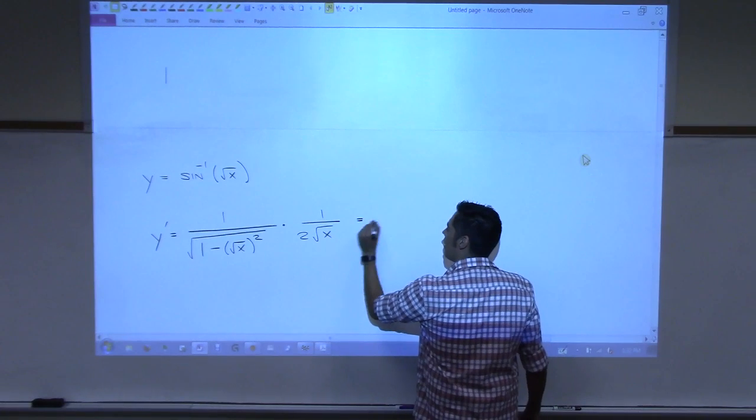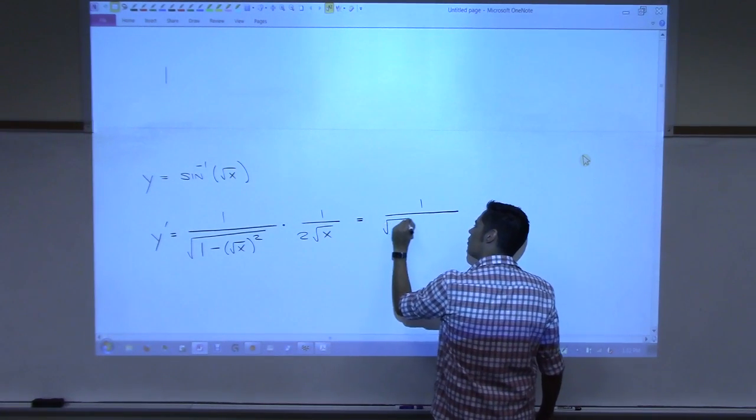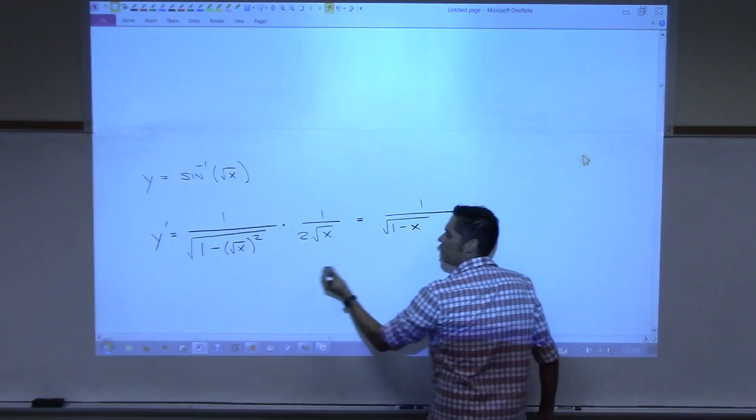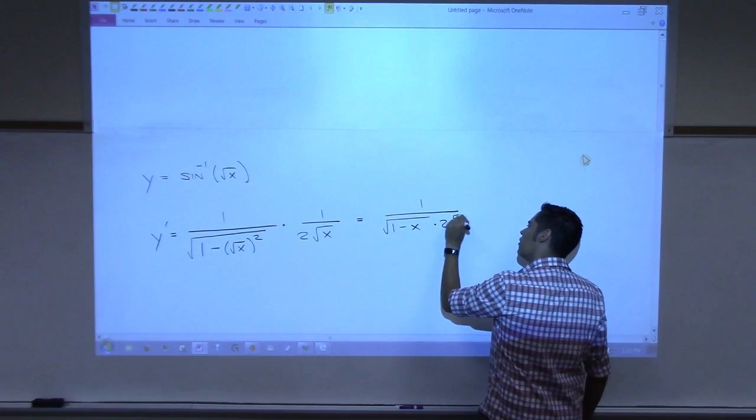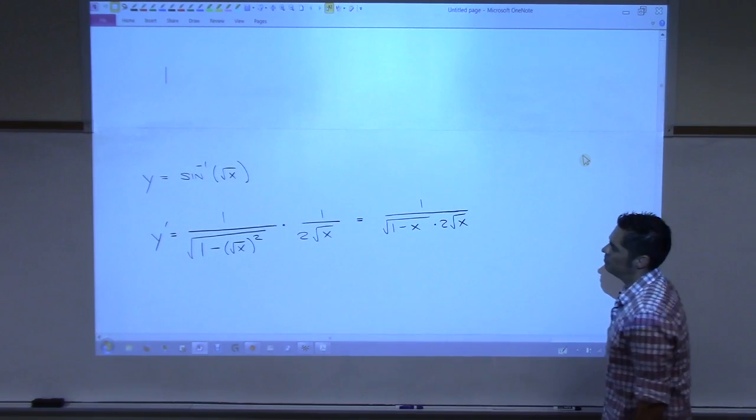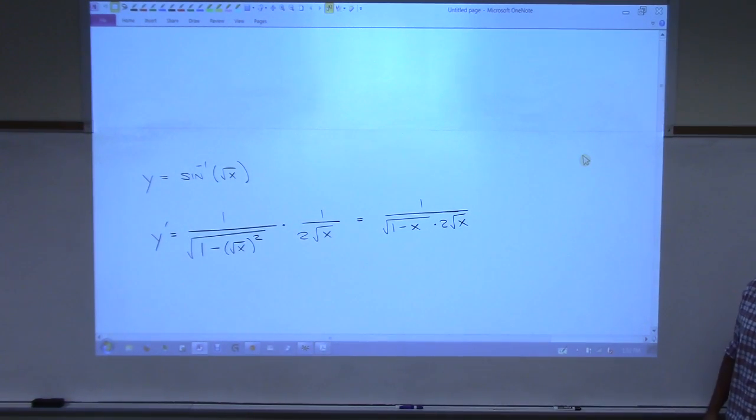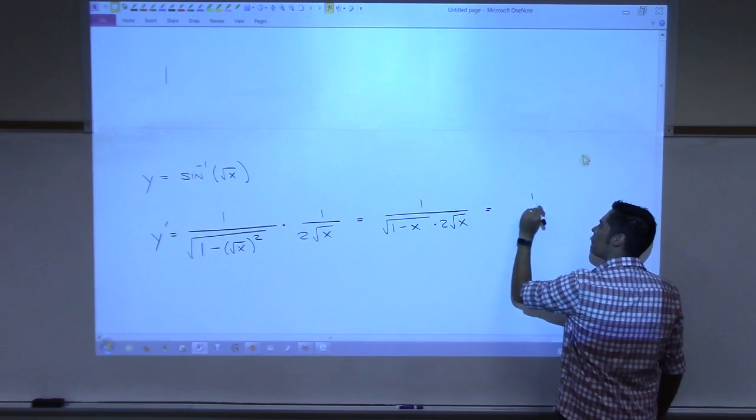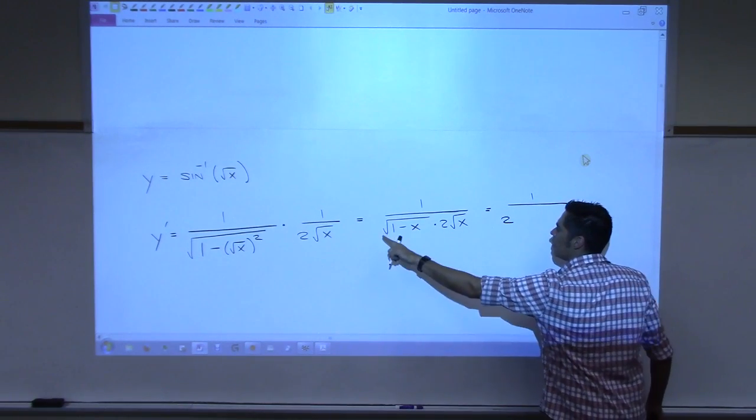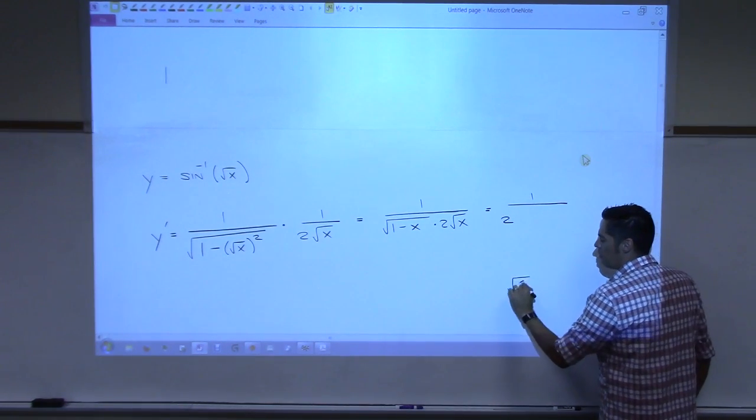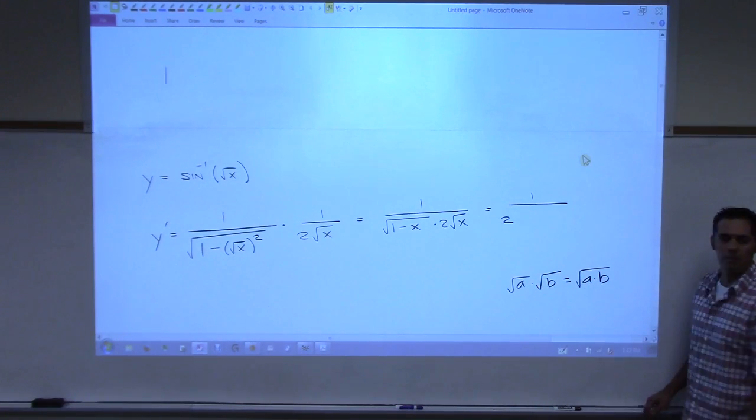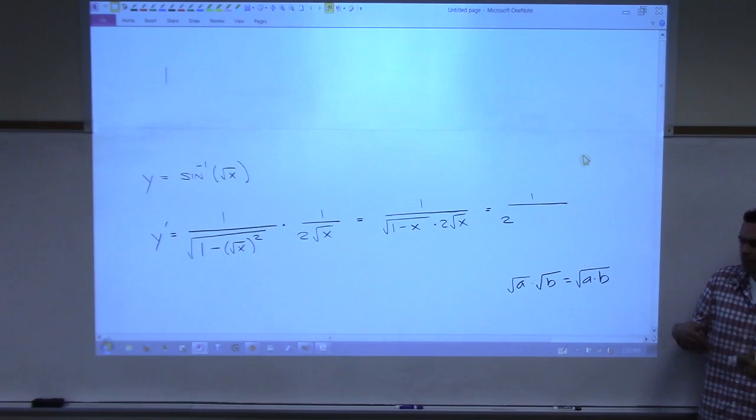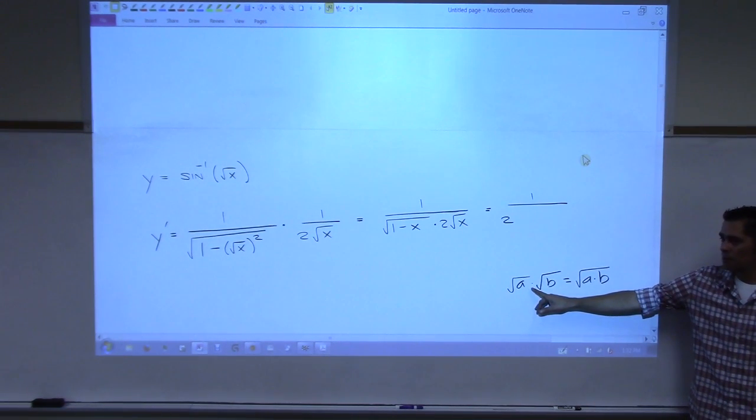All right, let me try and clean this up. I have 1 on top. I have root, I have 1 minus x. That's what this is. And then I have times 2 root of x. I could go a little further if I wanted to, because this is multiplication. I could put the 2 out here. And if I had like root a times root b, I could turn that into root ab, couldn't I? I could put both the roots together. Because it's multiplication, I can do that. As long as you keep the parentheses.